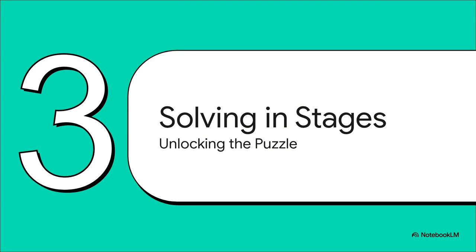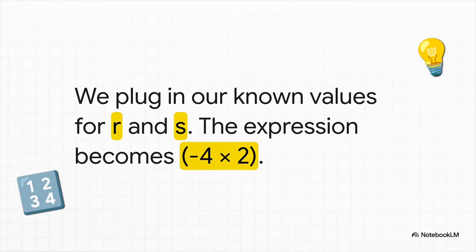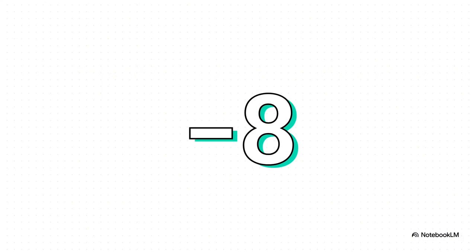Okay, let's dive in. We have our values, we have our rule book. It is time to start solving. Rule number 1 in PEMDAS is P for parentheses, so that is exactly where we'll begin. So, following our rules, the first thing we have to do is what's inside the parentheses. Let's tackle that first one, r times s. We just plug in the numbers we know. That makes it -4 times 2. And that gives us -8. Boom! First piece of the puzzle is solved.